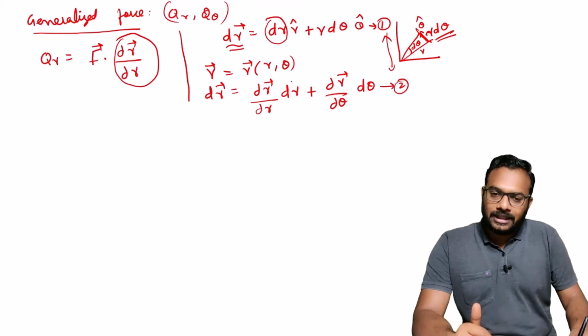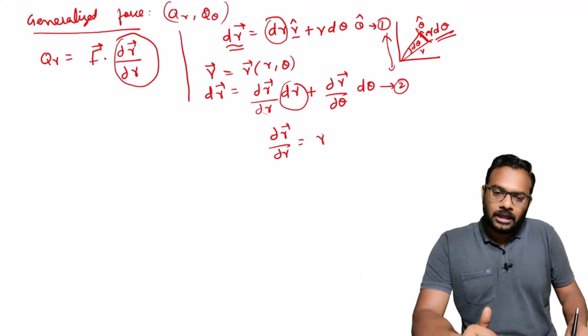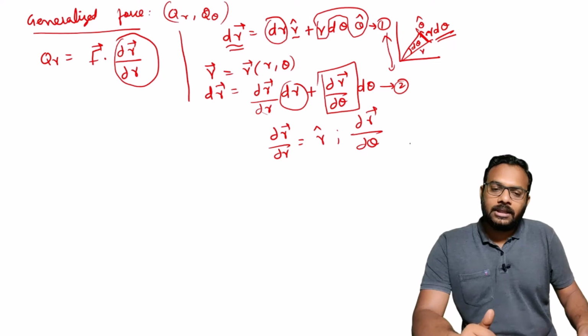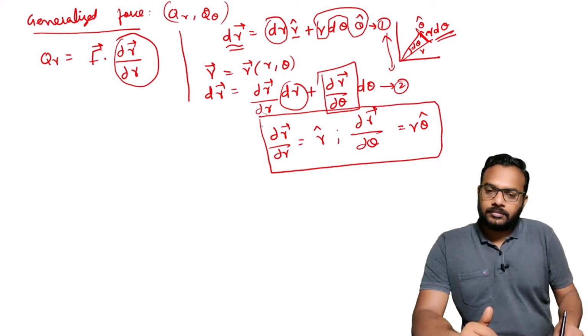So you can just equate the coefficients of dr here, and you see that ∂r vector/∂r is equal to, the coefficient of dr is r cap here, here it's ∂r vector/∂r. So ∂r vector/∂r is equal to r cap, okay, and ∂r vector/∂θ, the coefficient of dθ here is r θ cap, is equal to r θ cap. Now we can use it here.